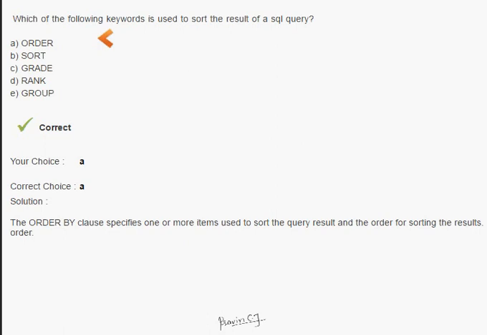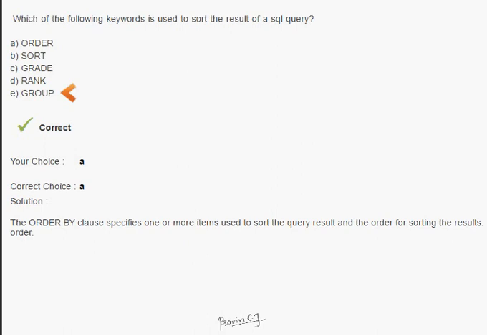Let me start with group. Group is an order by clause. Sorry, it's not an order by clause. It's a clause which does not exactly give us sorting. A group by clause is not exactly giving a sorted result.